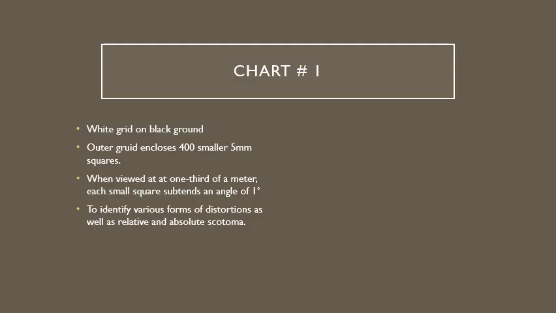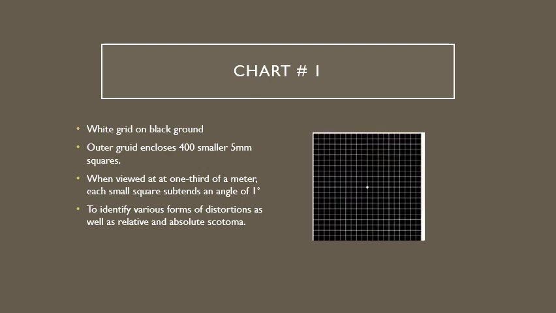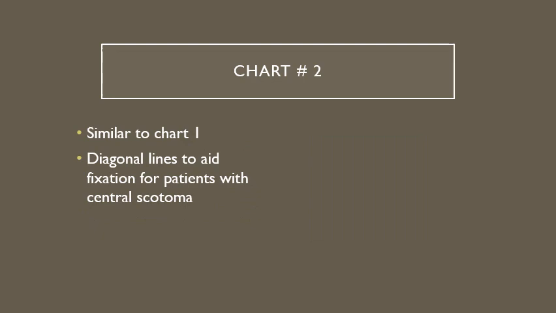There are different types of Amsler grid. I am going to describe them one by one. The first chart is a white grid on a black background, and the outer grid includes 400 smaller 5 millimeter squares, and when it is viewed at one third of a meter, that is 33 centimeters, each square subtends an angle of 1 degree with the eye, and it can identify various forms of distortions, and relative and absolute scotomas also.